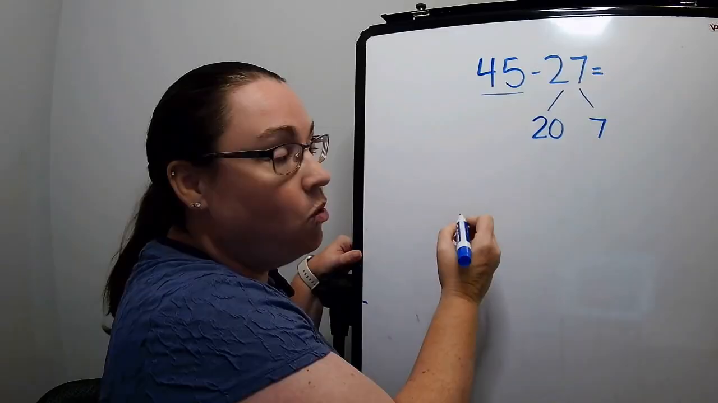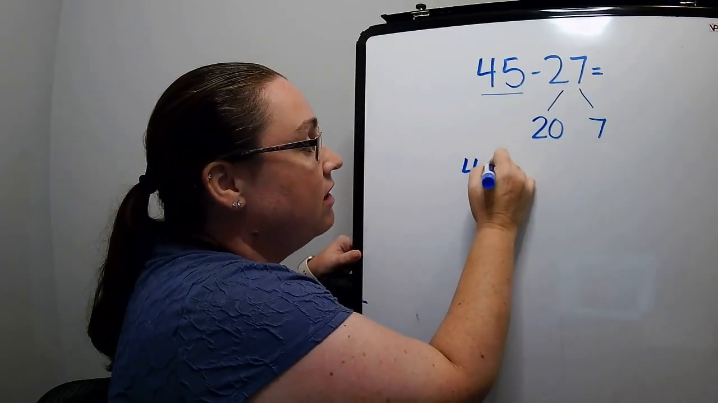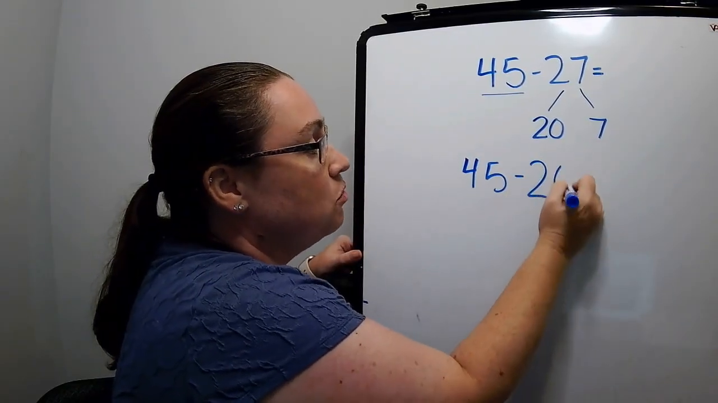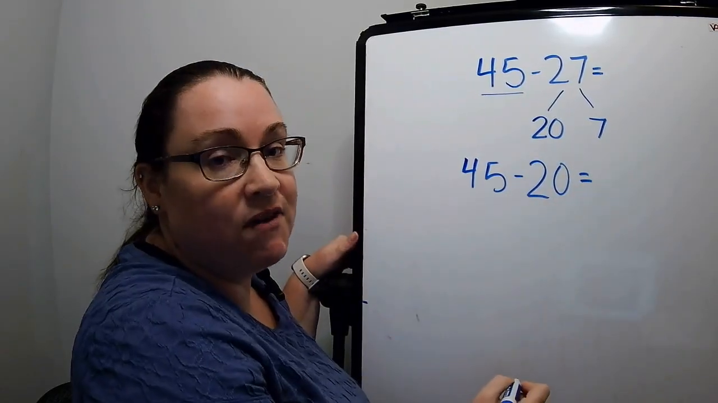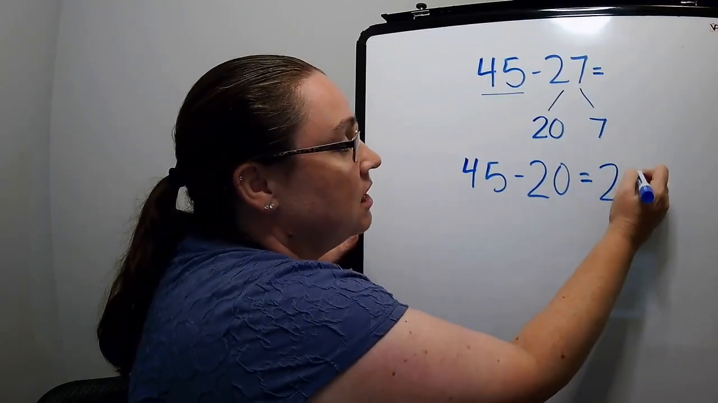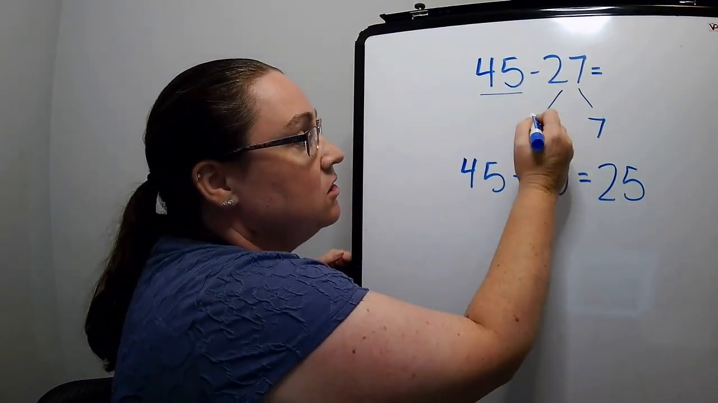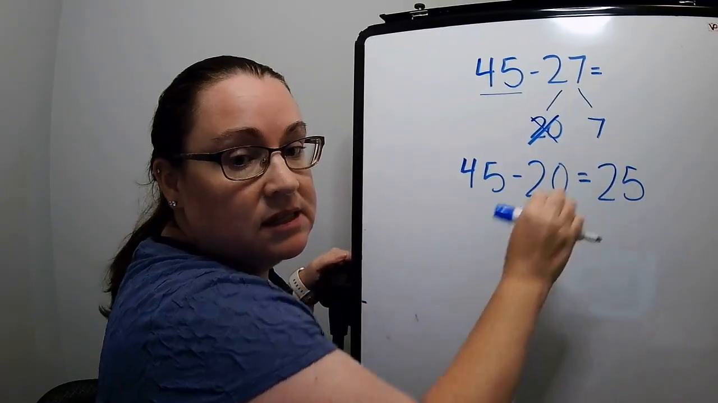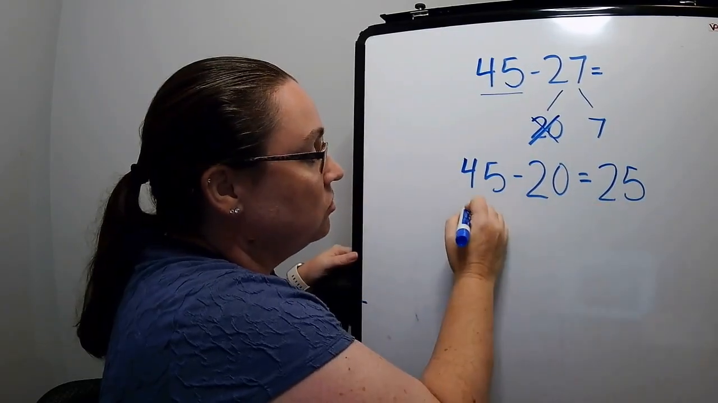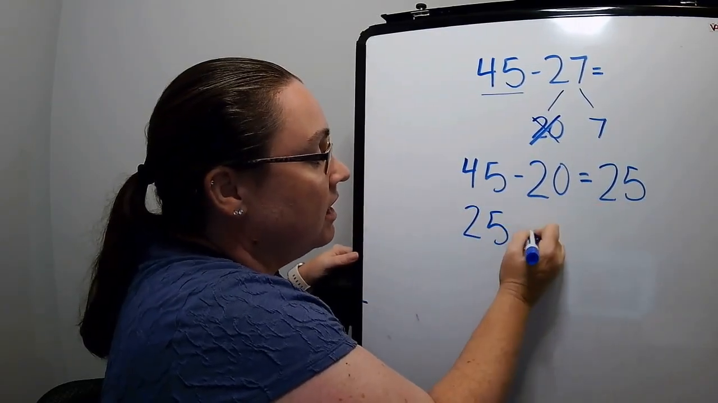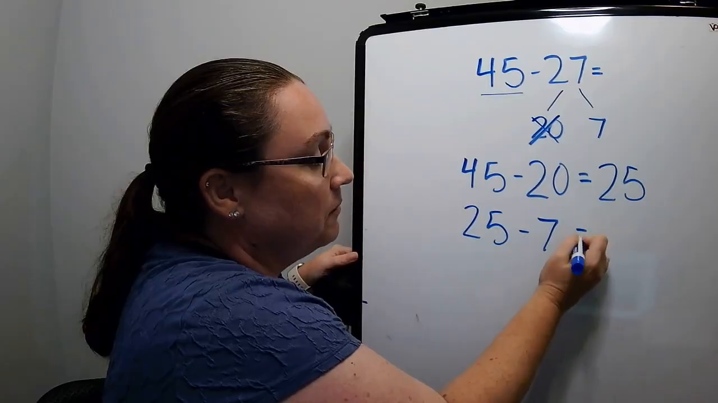I'm going to take that whole and subtract 45 minus 20. 45 minus 20 is 25. Now I'm ready to subtract the 7. So I start with 25 and I subtract 7.